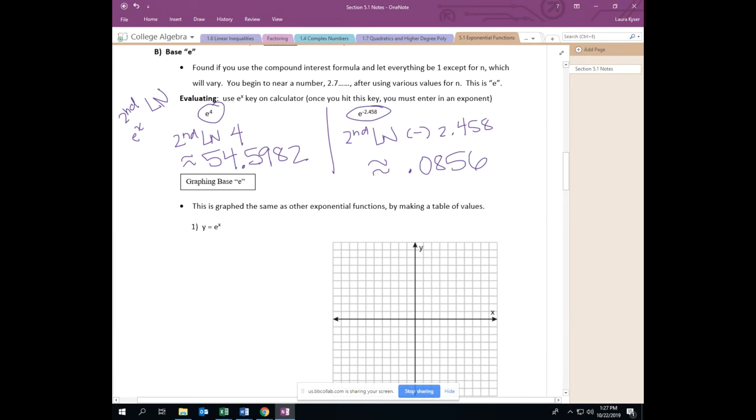And so evaluating e, and therefore graphing with e, is going to involve using the calculator for sure, because this is an irrational number that we're trying to raise to a power. The only time that it's not going to be necessary for you to use the calculator is if you have e to the 0 power, because even e to the 0 power is going to be 1.